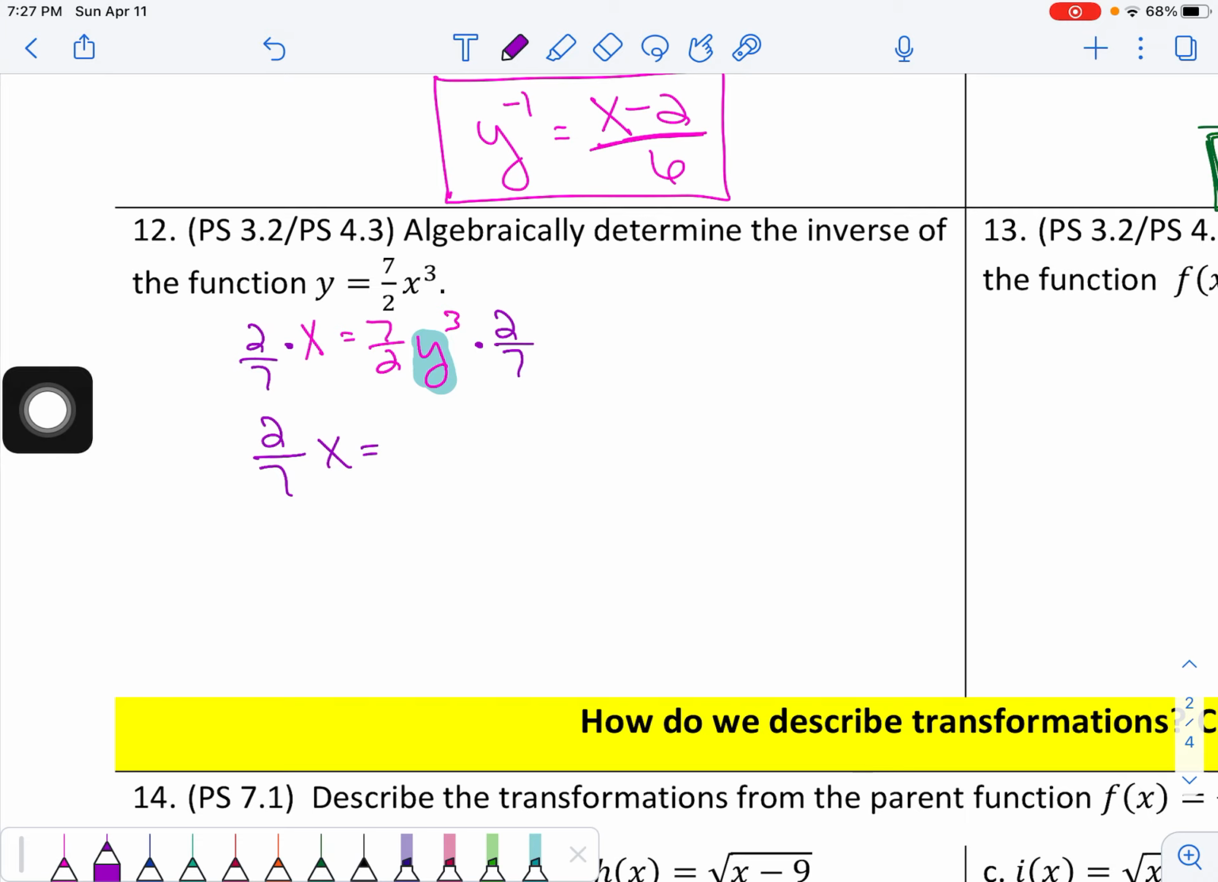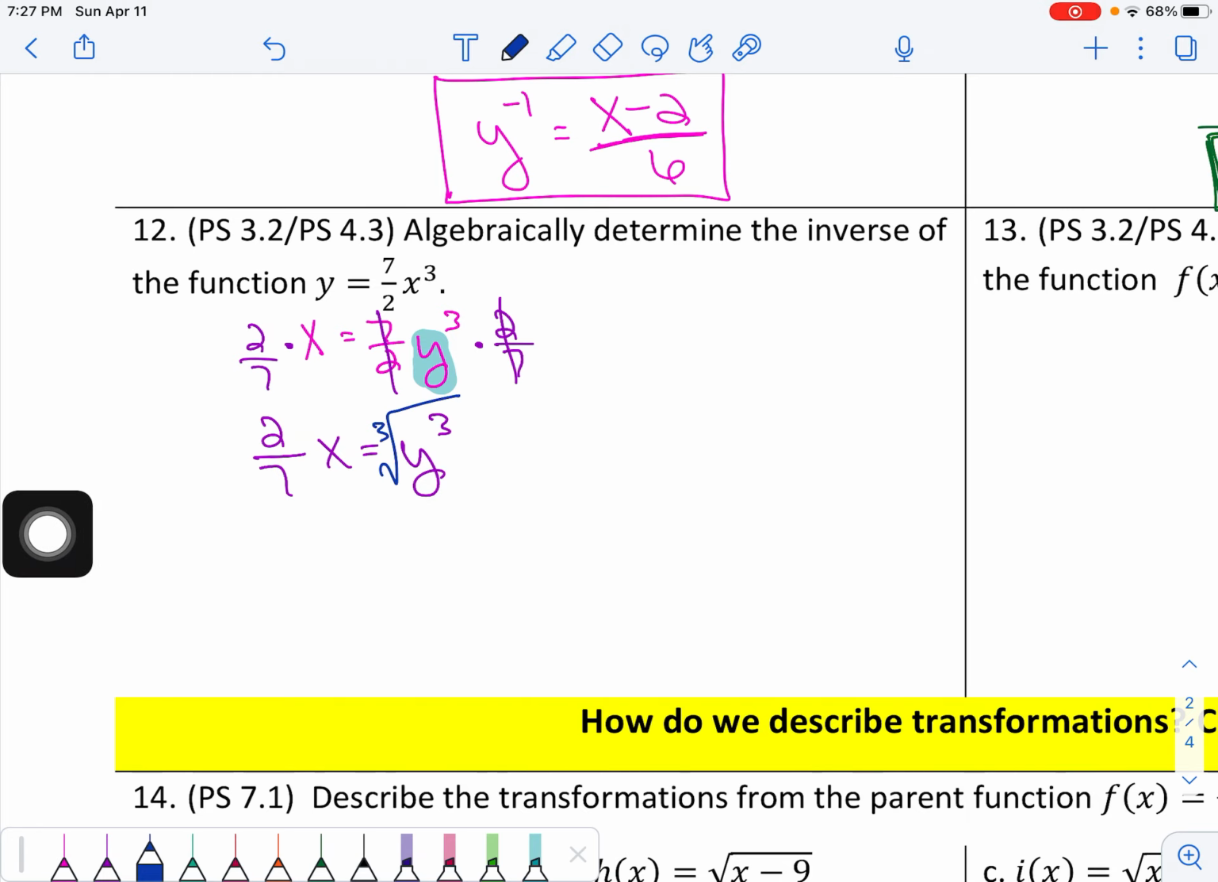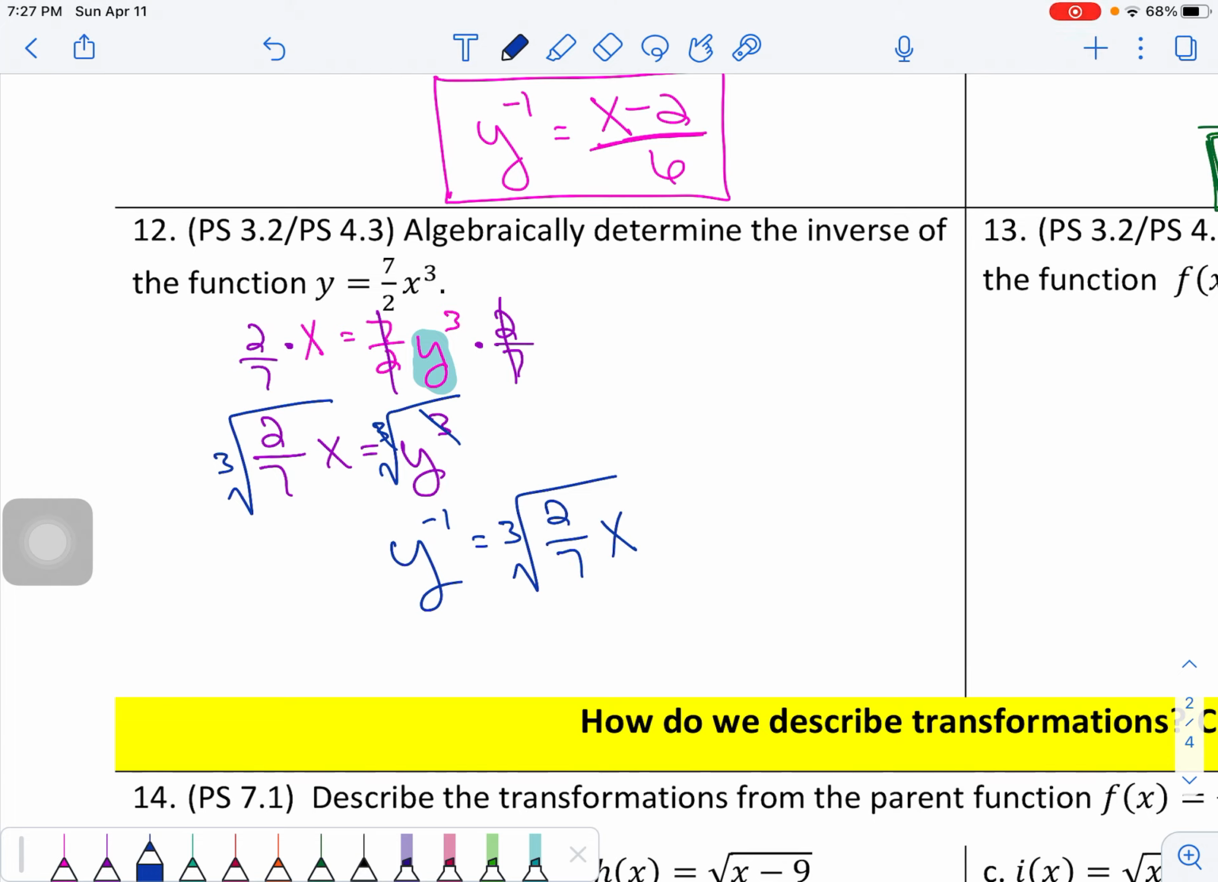So 2 over 7x is equal to now 7 over 2 times 2 over 7. If you multiplied those out, they would turn into 1. So I would just have 1y cubed, or just y cubed. I still need to get rid of the power of 3 here. So I'm going to go ahead and take the cube root of both sides, right? Every power has an inverse root. So cube and cube root cancel. So the inverse of y is equal to the cube root of 2 over 7 times x.